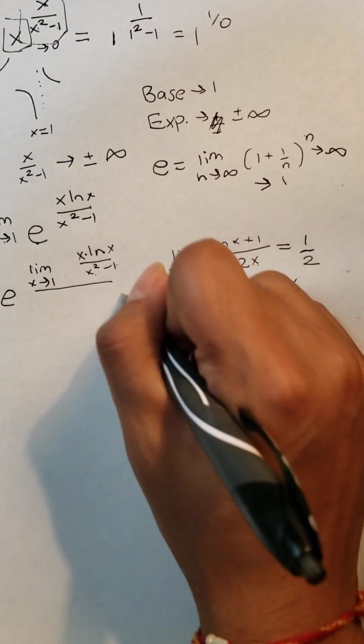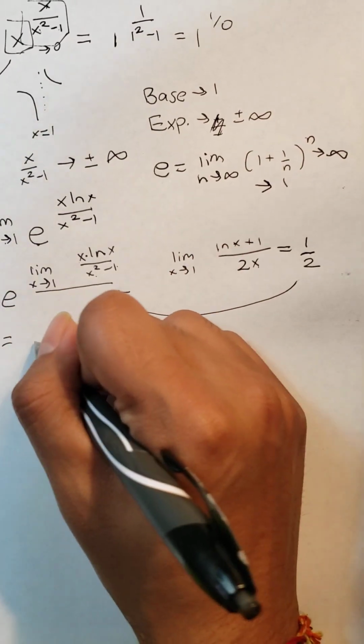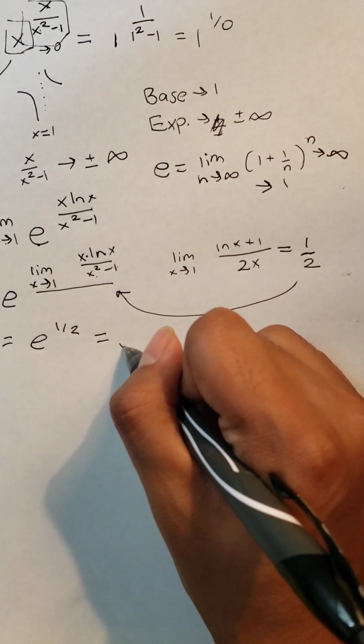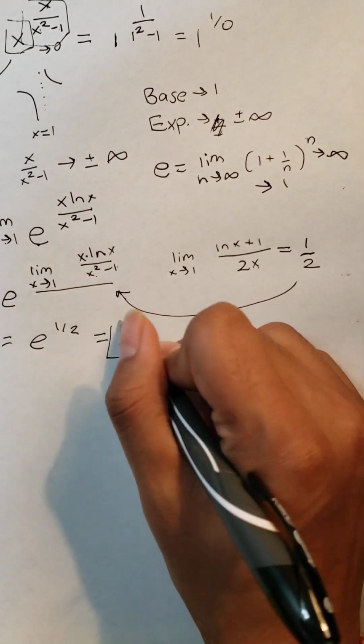Plugging this back in, we get e to the 1/2, or in other words, the square root of e.